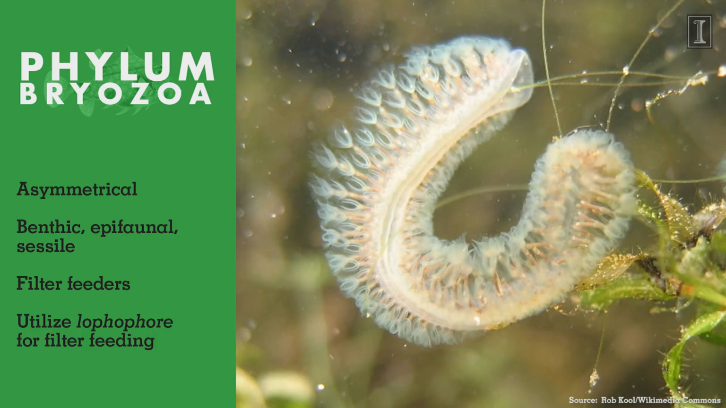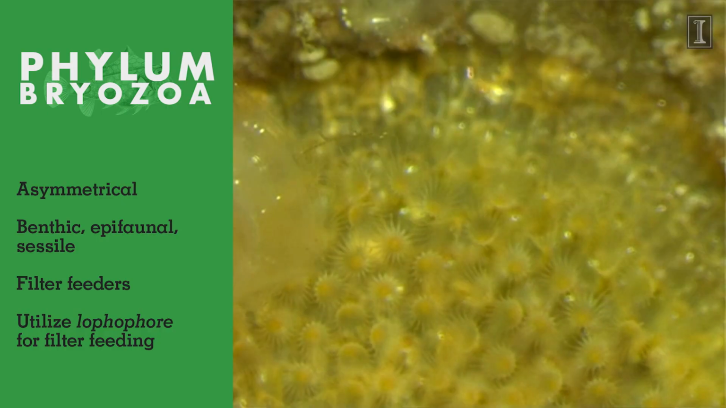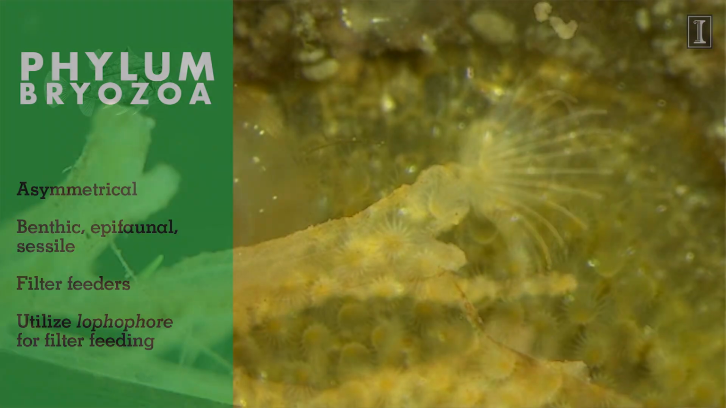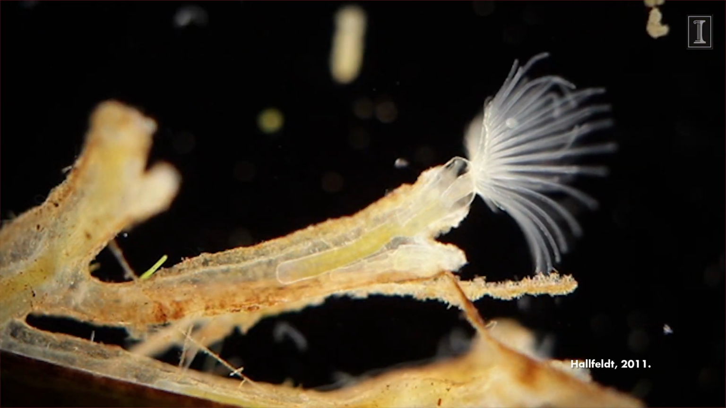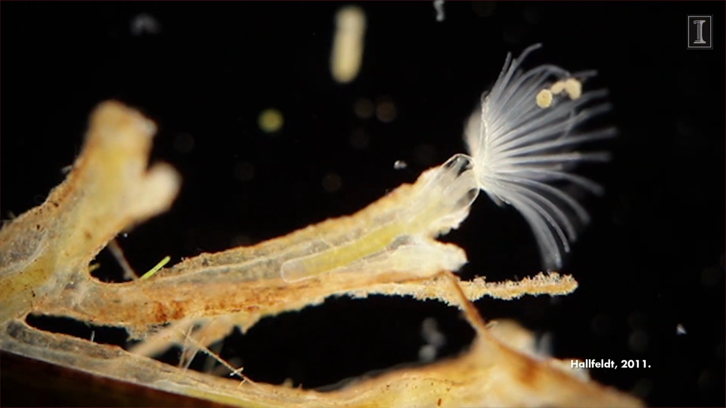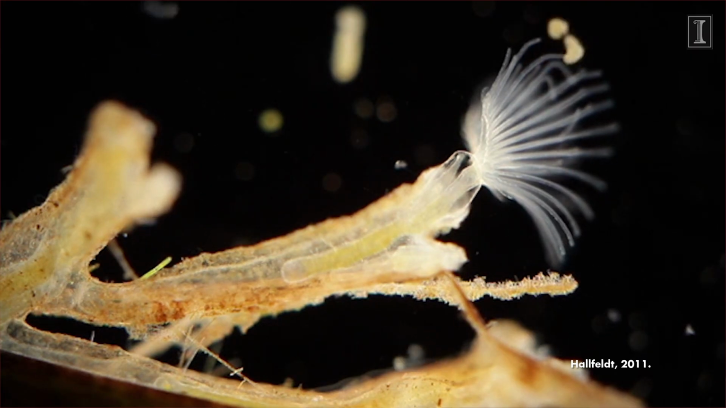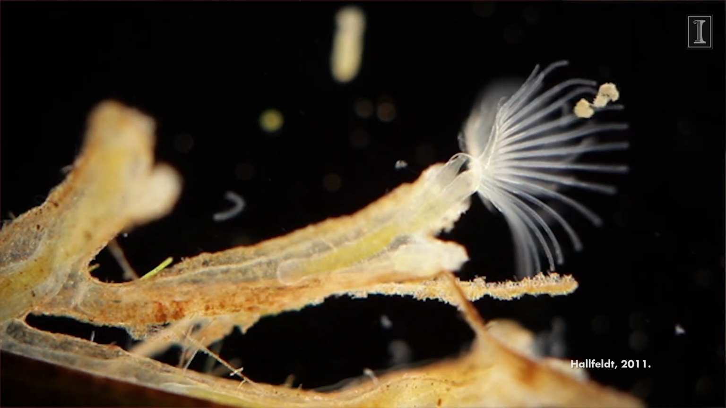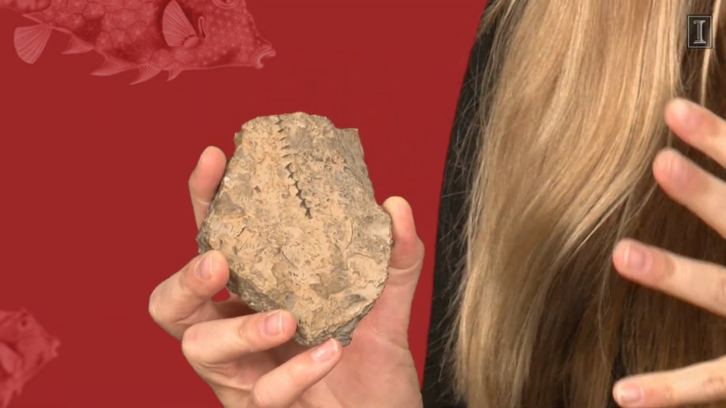Moving on to a much less dangerous phylum, this is the phylum Bryozoa. They're similar to a sponge, maybe in structure, but they're definitely within their own group. These guys are mostly asymmetrical. They're benthic, epifaunal, and sessile, so they're not going to be moving. We do have a couple of great fossils of different parts of the bryozoa, not necessarily a full, complete fossil of a bryozoan, because they're rather delicate, actually.